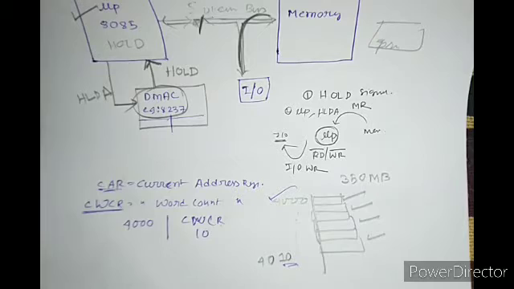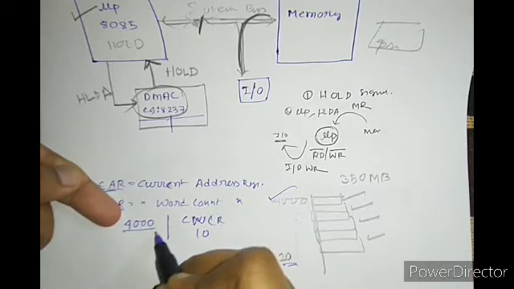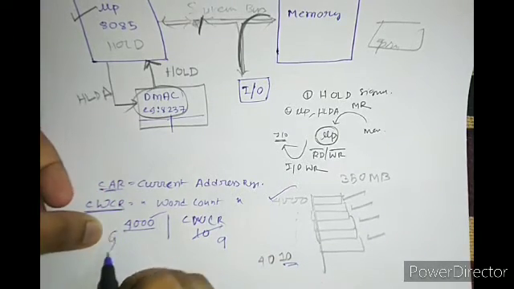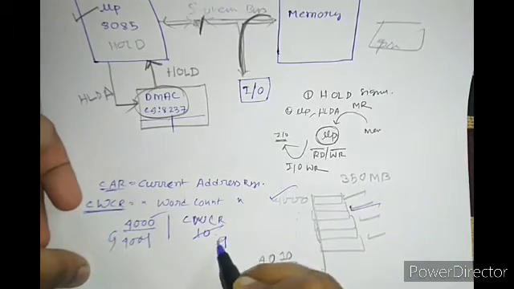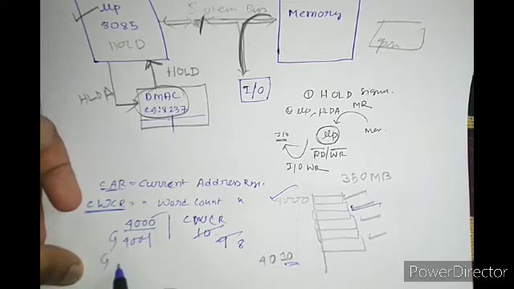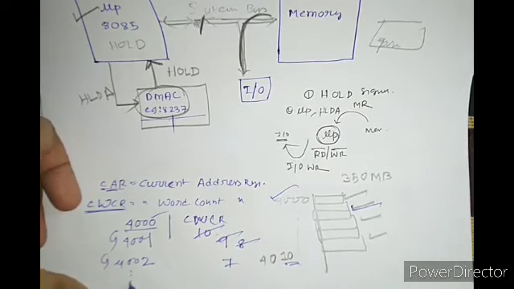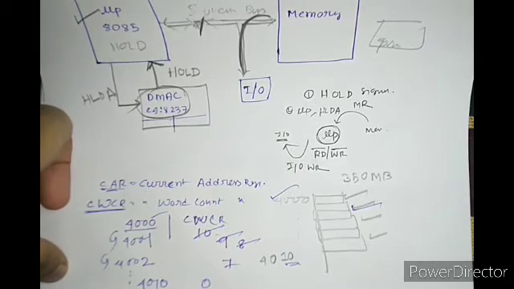Now, when it prints that file, what will happen? First page, I am at 4000. Print. Count goes to 9. It will increment and come to 4001. Print this page. Count goes to 8. Come to the next page, 4002. Count goes to 7. This is how it will continue till 4010, until the count becomes 1.